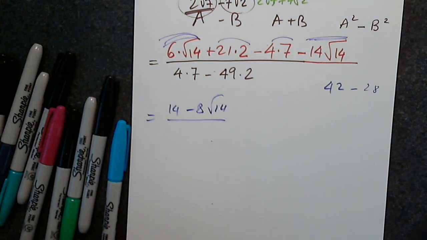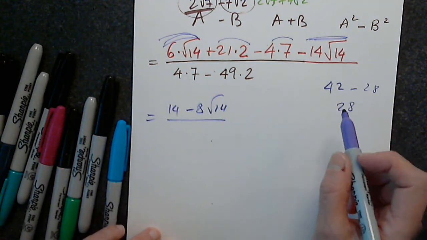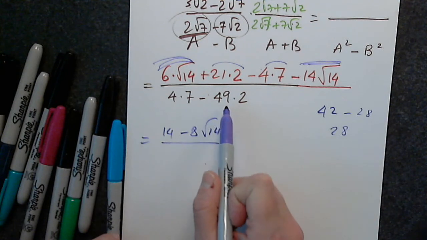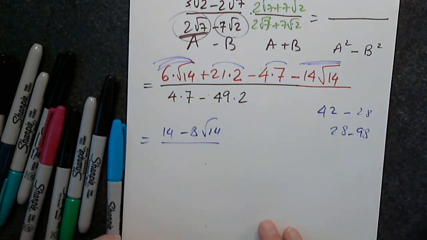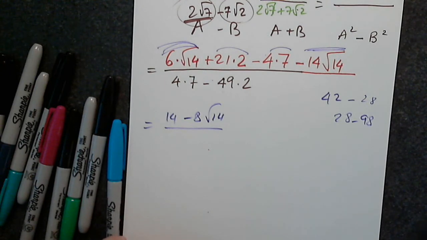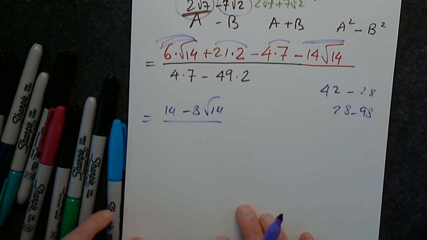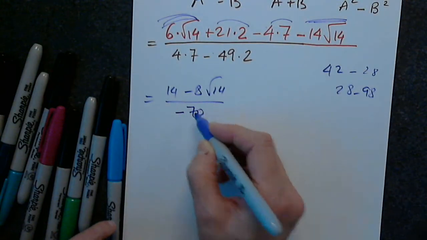Excellent. Now the denominator. So 4 times 7, we have 28. But remember, the denominator will be now 49 times 2, which is minus 98. For some reason, I thought it was a complex number. I said, oh, this should be positive. But no, it's not. We don't have complex numbers. Okay, so the denominator will be negative 70. Would you agree?